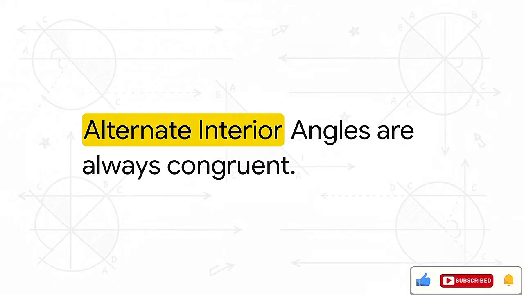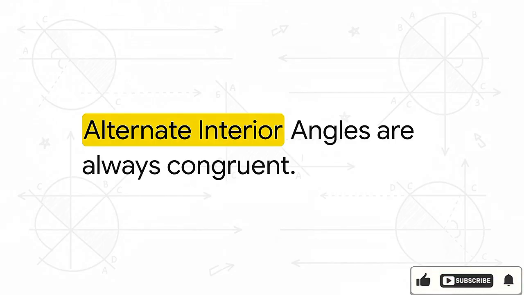If you were to trace a Z shape over those parallel lines, pay attention to the 2 inside corners of that Z. These are your alternate interior angles. They're on opposite sides of the transversal, but they're tucked safely inside the parallel lines.